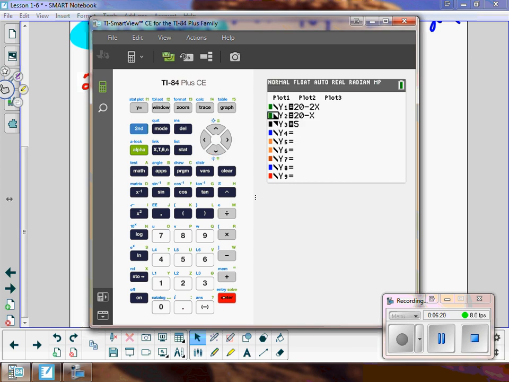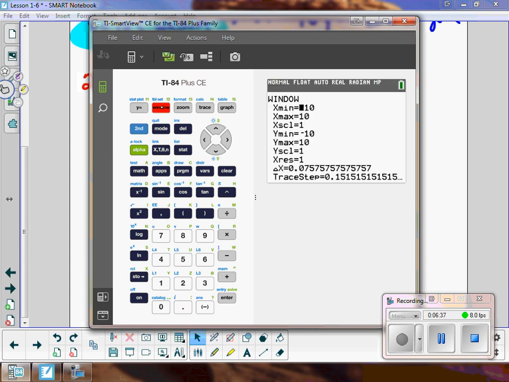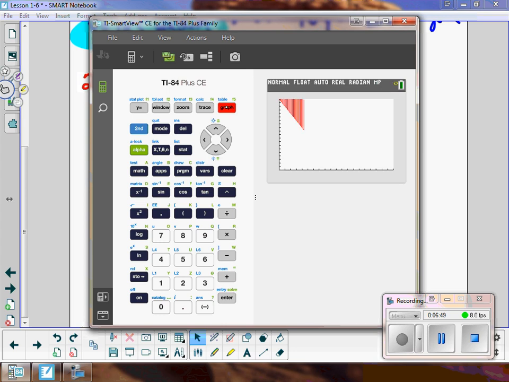Okay. Finally, for the top one, 20 minus 2x, I wanted that one to be red. And this was greater than, so I'm going to click right to shade above. Go down and hit OK. A good window for this problem will go from 0 to 20 for x, and 0 to 20 for y. Graph.